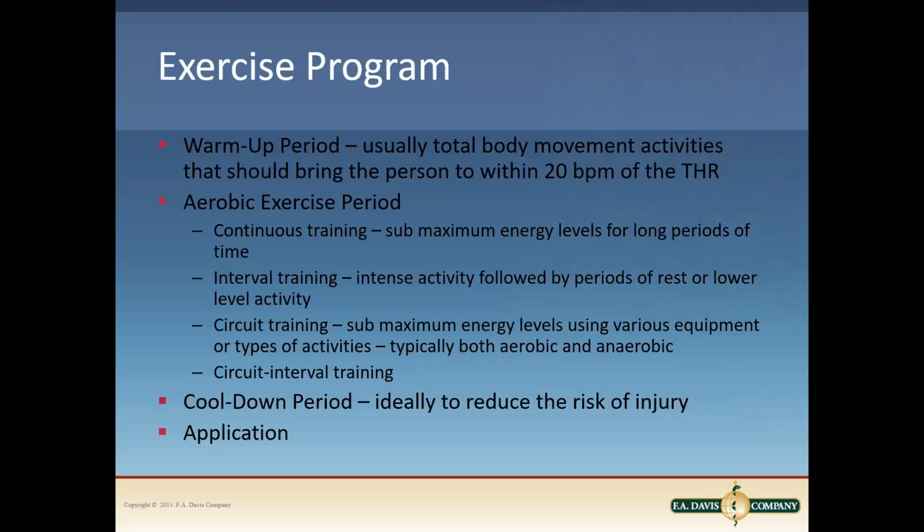So there are a couple different types of exercises. Continuous training exercise means that you're going to work at that sub-maximum level, so just below your max level, for long periods of time, right? So if you're going to run, you're going to get on that treadmill and just run, or you're going to go outside and just run. That would be continuous training.